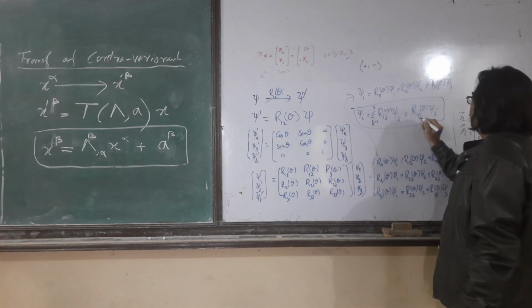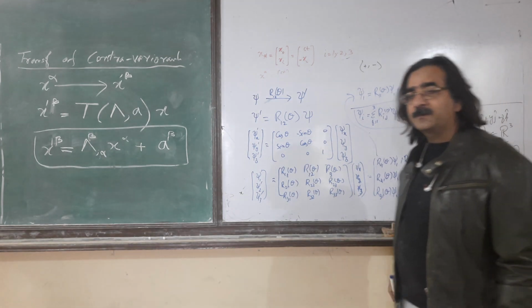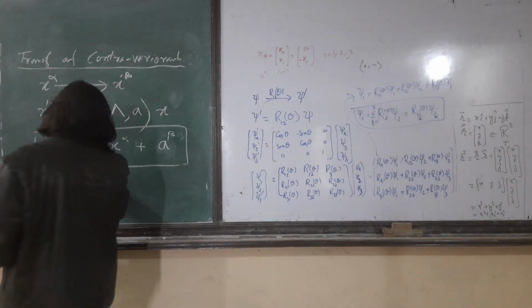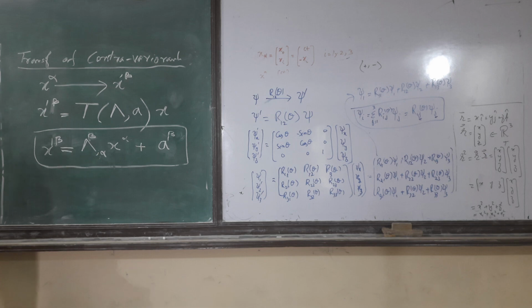Ij, there will be summation on this. Okay. But now in 4-dimension that transformation will be like this. Okay. This is transformation of contravariant.